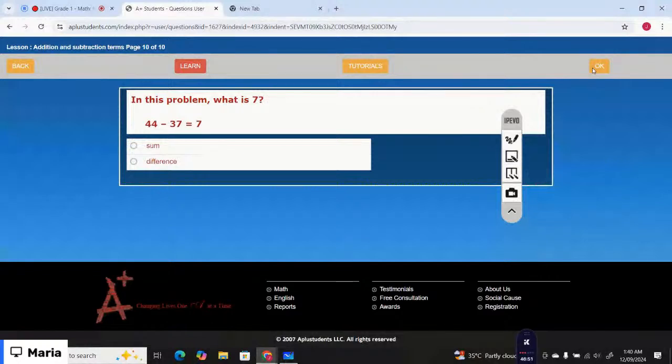In this problem, what is 7? 44 take away 37. So you're subtracting, right? When you subtract two numbers, the answer is always the difference of the two numbers. The correct option is difference.